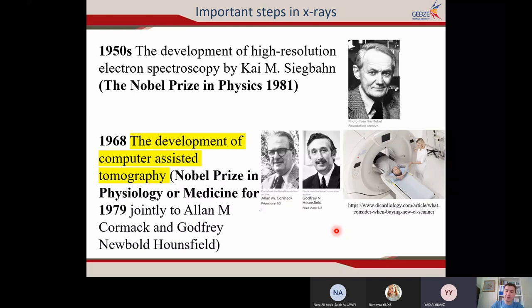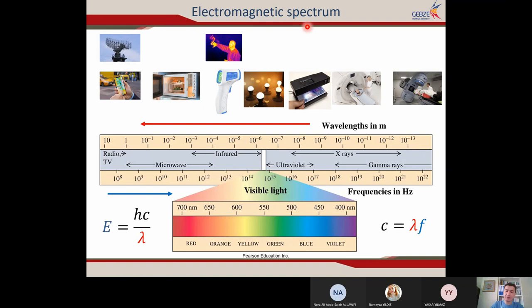Then let me continue with the electromagnetic spectrum. So what is the electromagnetic spectrum? The electromagnetic spectrum means many applications in our life. So we have radars, mobile phones, microwave ovens, thermometers, infrared cameras, normal lights, visible light, and UV lights for many applications, X-rays for roentgen imaging, computed tomography, and also gamma rays for cancer treatment. So within all these methods, we use electromagnetic radiation, we use light.